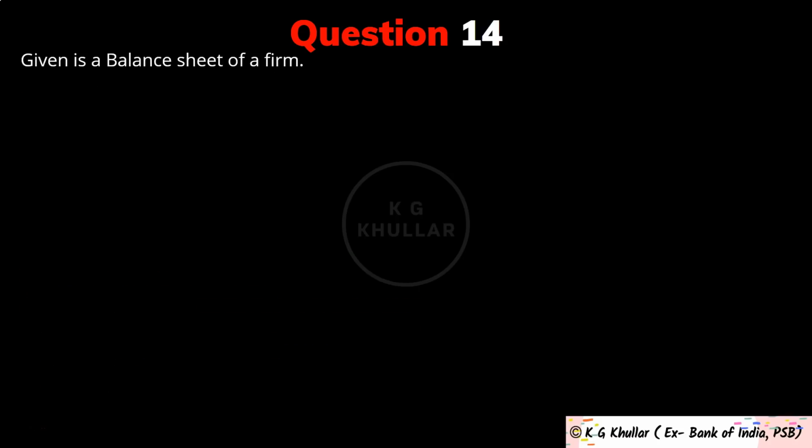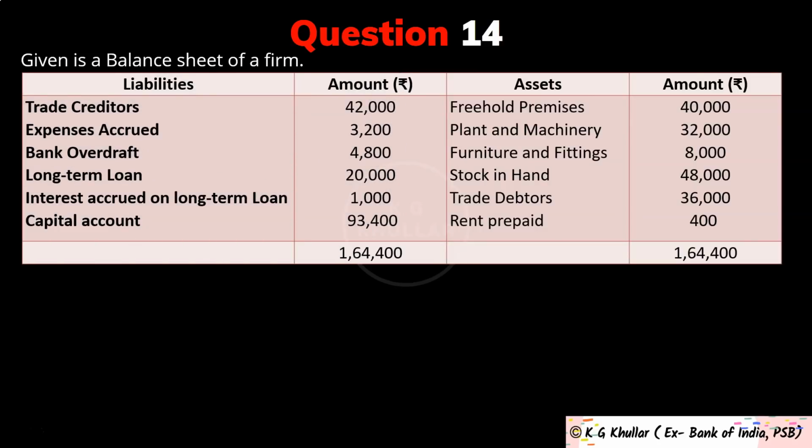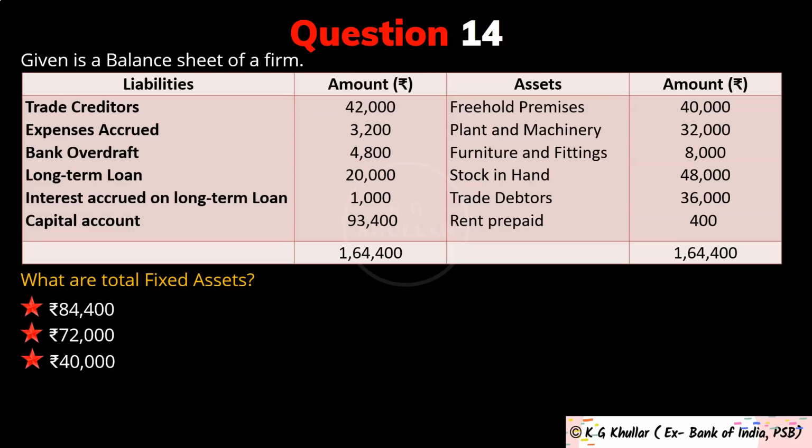Next question is, this is also a case study of 5 questions. Now given is the balance sheet of the firm. Now friends, this balance sheet is given to you. For next 1 or 2 minutes, just pause the video and look at this balance sheet carefully. Now answer next 5 questions based on data given. And the first question is, what are total fixed assets? And these options are given to you.